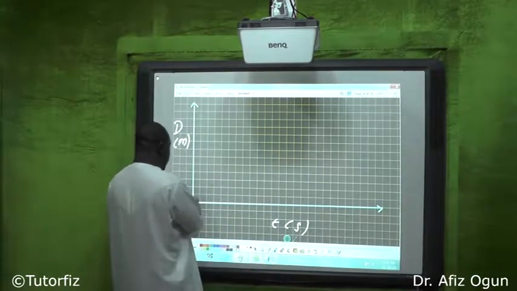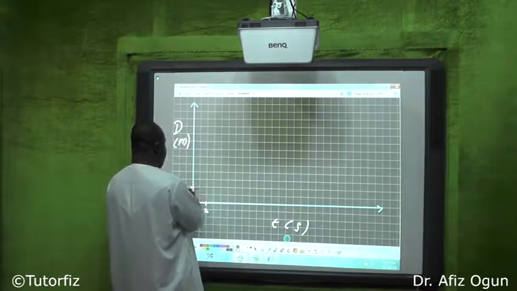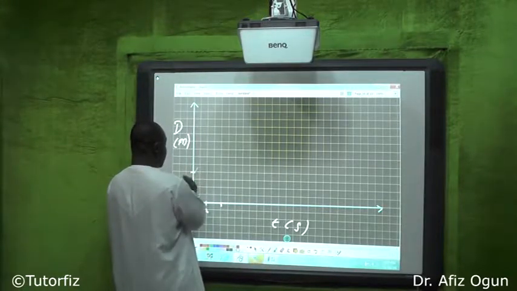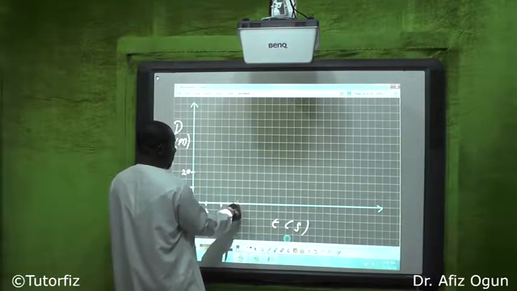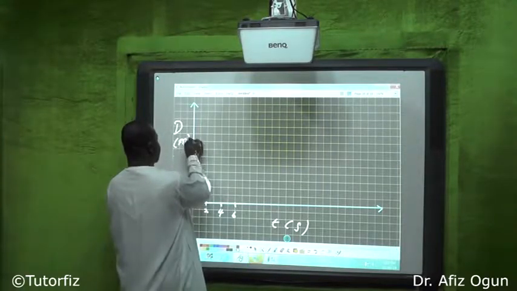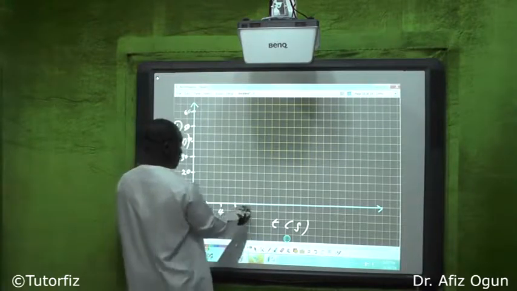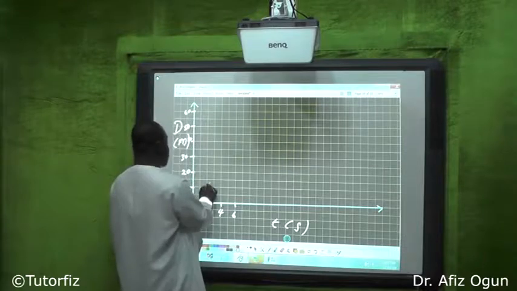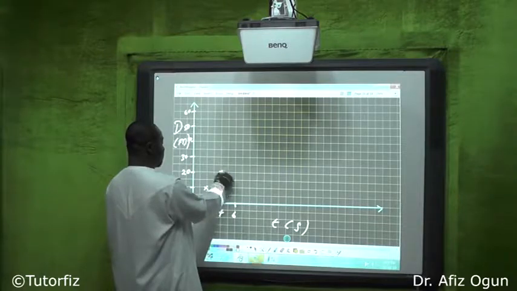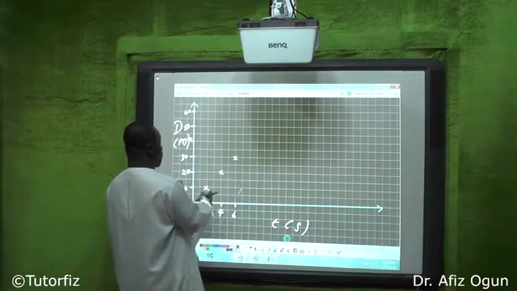In 2 seconds, this guy has moved 10 meters. In 4 seconds, he has moved 20 meters. In 6 seconds, he has moved 30 meters. So in 2 seconds, he has moved 10 meters. In 4 seconds, he has moved another 10 meters. In 6 seconds, again, another 10 meters. That means every 2 seconds he is moving 10 meters.